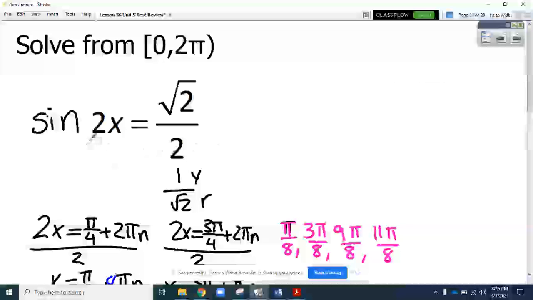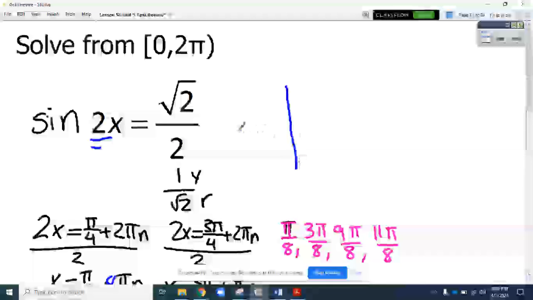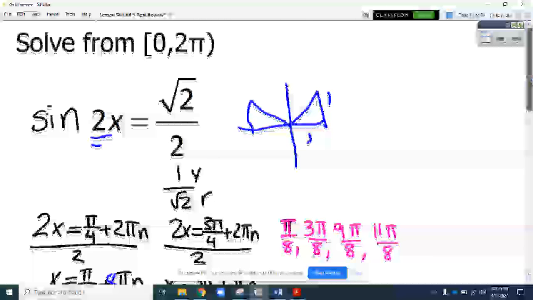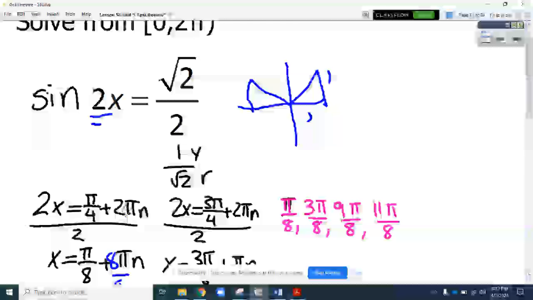All right, hopefully you noticed that the 2 was going to give us lots of answers. So first, we had to draw this out probably. We had to look, where is sine going to be positive? Sine is positive in the first and second quadrant with a 1, 1, root 2. So that gave me pi/4 for the first quadrant and 3 pi/4 for the second quadrant. I put plus 2 pi n because it's sine.